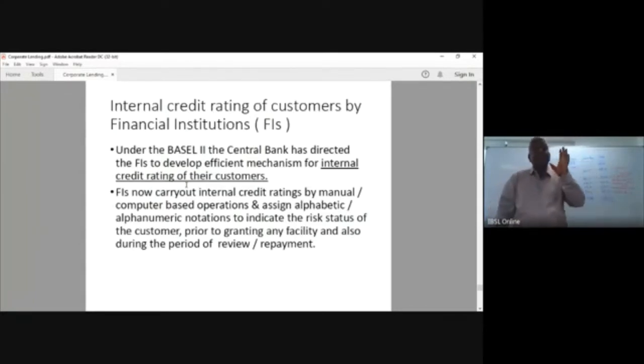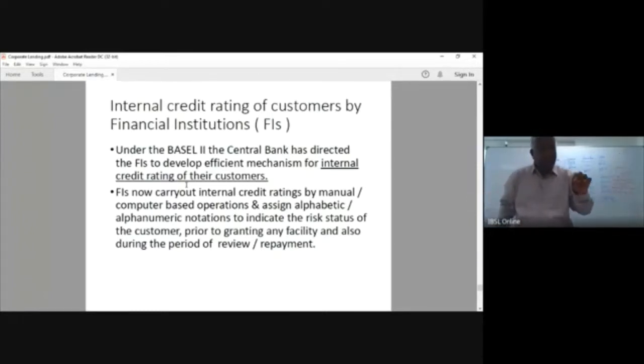In the internal credit rating of customers by financial institutions, this is important. Under Basel II, now Basel III is there, but under Basel II, the central bank has directed the financial institutions in Sri Lanka to develop an efficient mechanism for internal credit rating of their customers. So the central bank has already advised the financial institutions in Sri Lanka, banks and finance companies, that you must rate your customers' internal credit rating.